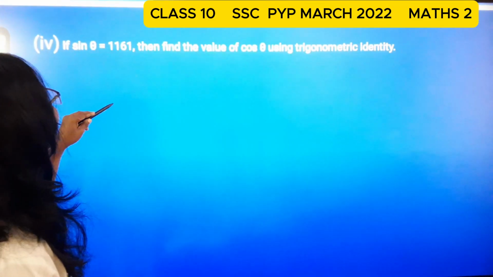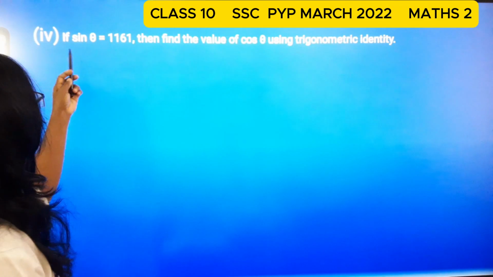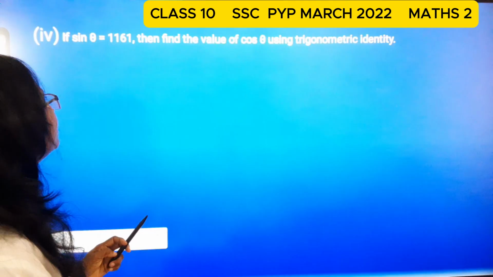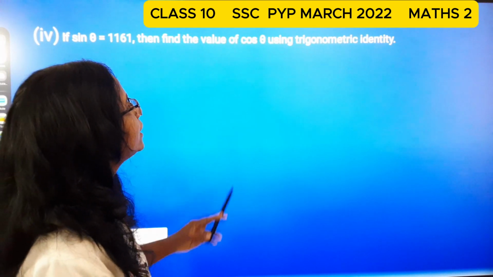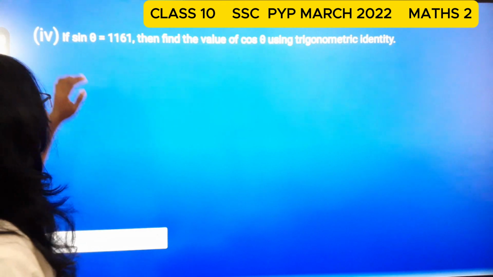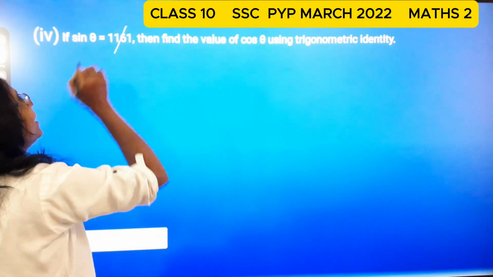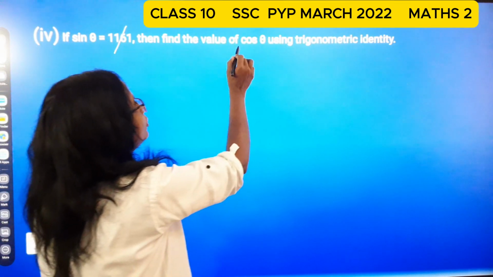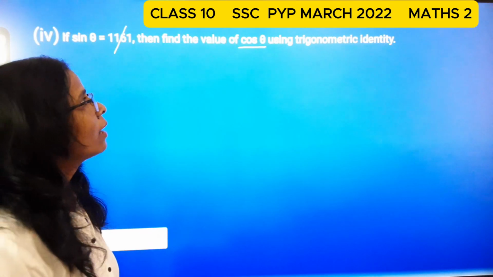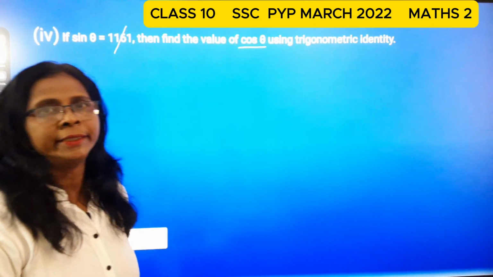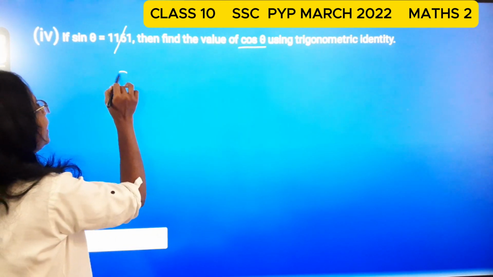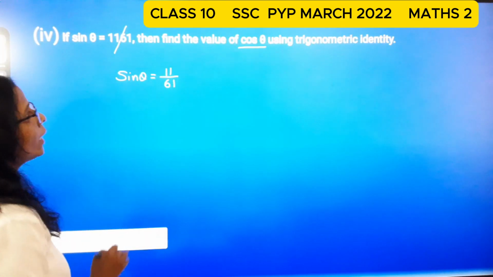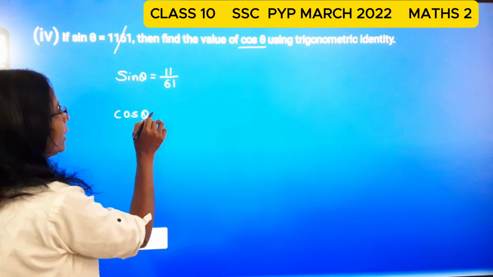Then the next example: if sin theta is equal to 11 upon 61, then find the value of cos theta. Sorry, students, sin theta is equal to 11 upon 61, and we have to find the value of cos theta using a trigonometric identity. First we write the given: sin theta is equal to 11 upon 61, and we have to calculate cos theta.